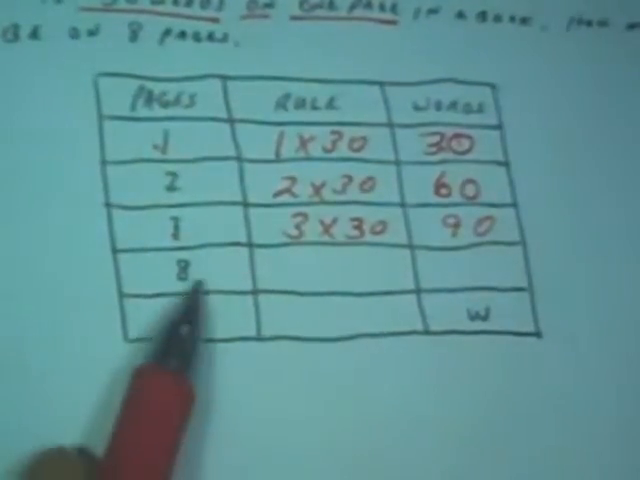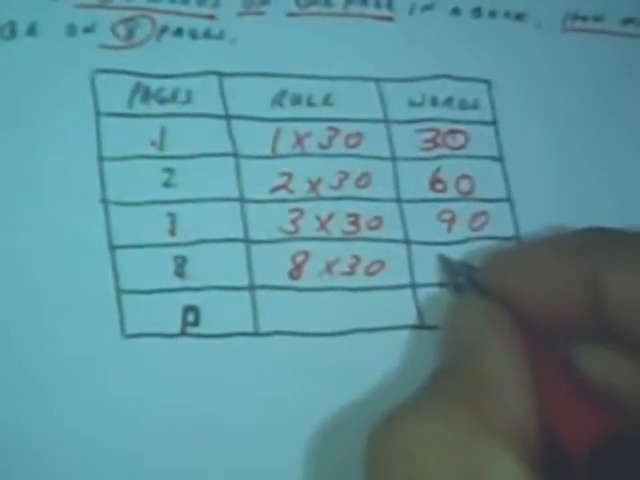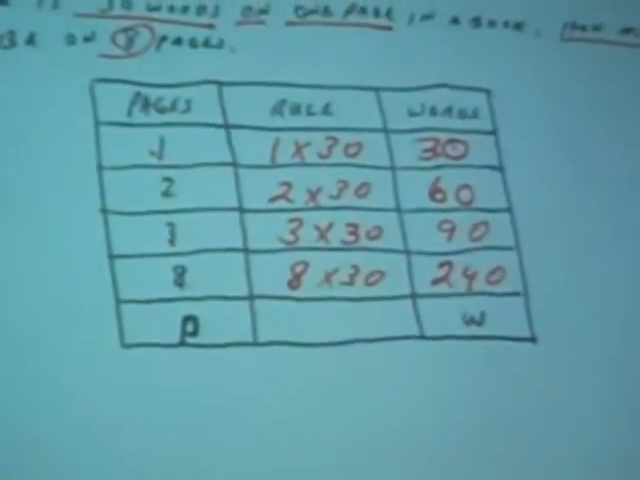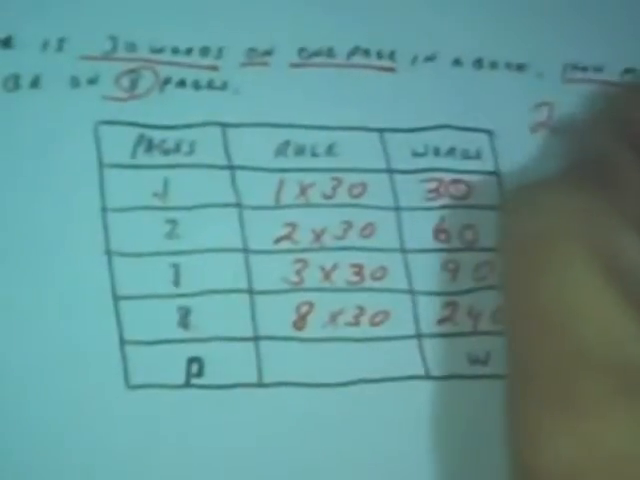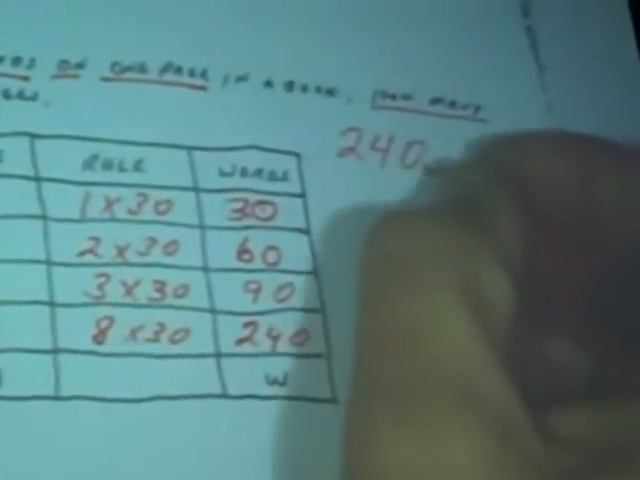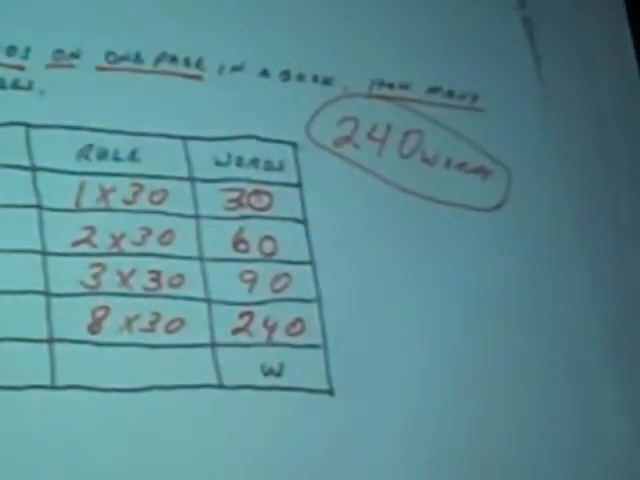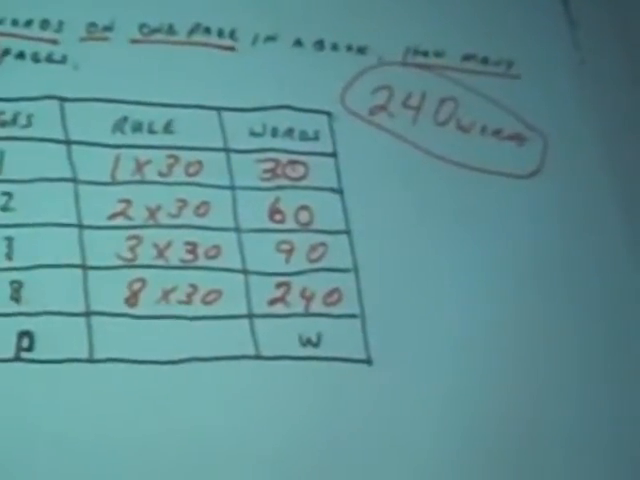And then notice, we're jumping right to what they're asking. How many words? 8 pages. So 8 would be 8 times 30? 240. So right up here, our answer for our problem is 240 words, and we found it using a ratio table. Problem is, I've got one more box to fill in.